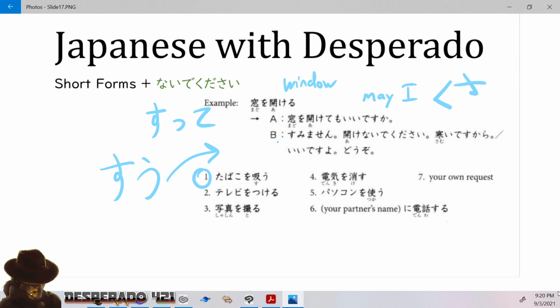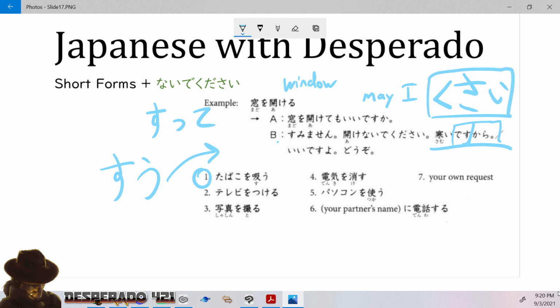Kusai. So wait. Kusai desu ka. Wait, desu what? Desu. Oh right. Okay. Kusai desu. Kusai desu kara. Oh yeah, because. Okay. Kusai desu kara.